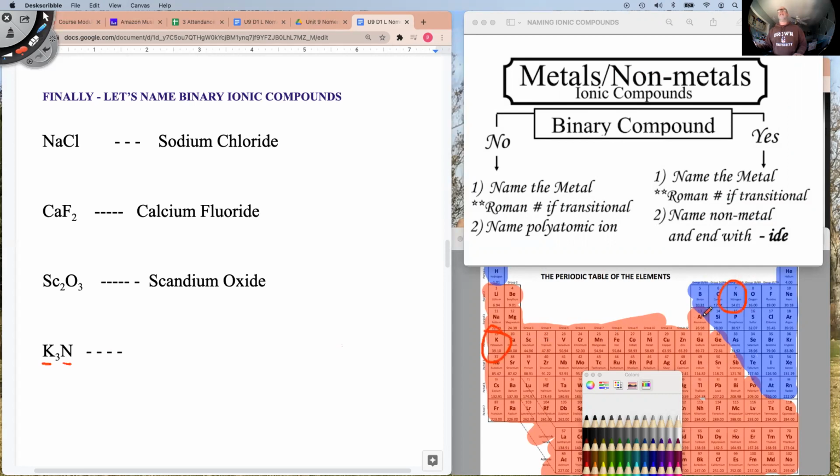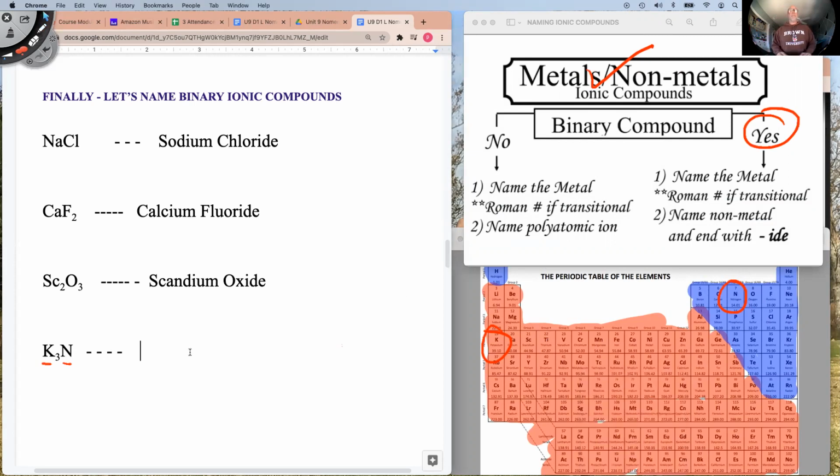Okay, yeah, sweet. We can use the chart. Is it binary? 1, 2. Yes, it's binary. So let's follow these rules. Let's name the metal, and then let's name the nonmetal. The metal is called potassium. Oh, there it is. Sweet, potassium.